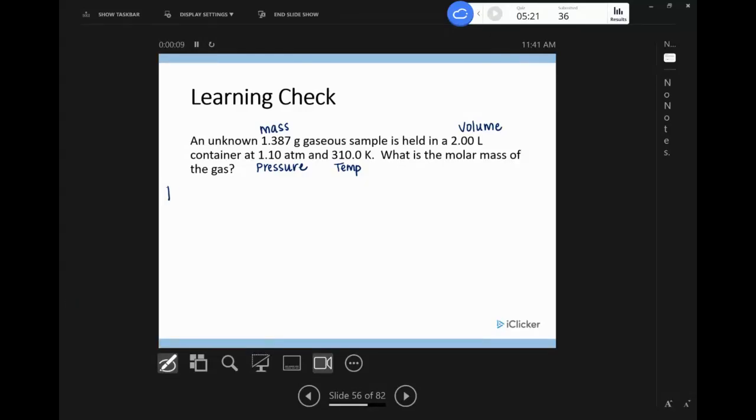Okay, so we can use PV equals nRT to solve for moles. So hopefully this is what you did for that first question. PV over RT.